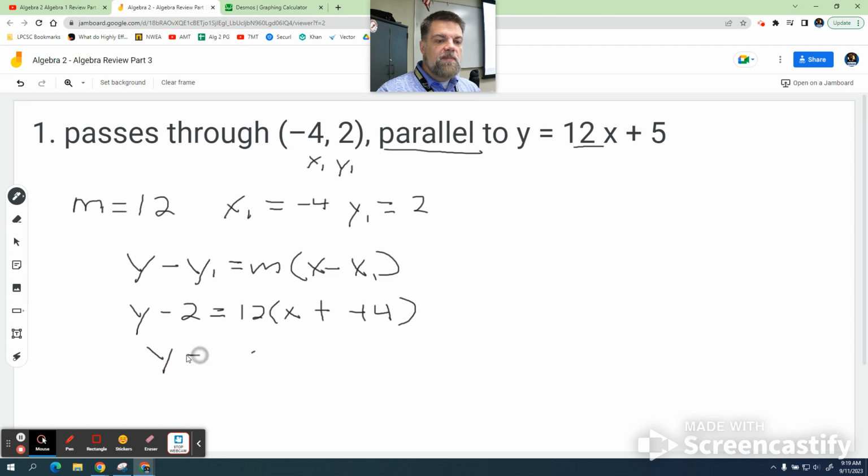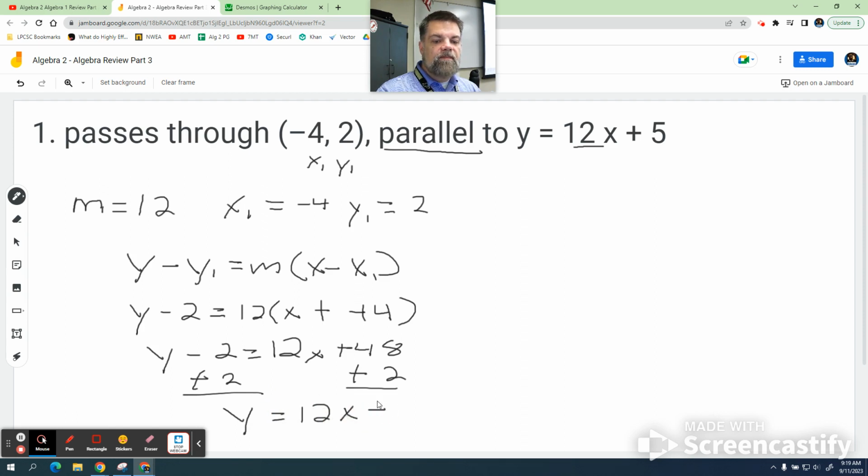So I get y minus 2. Push that through. That becomes 12x plus 48, right? Then we add 2 to both sides. And we get y equals 12x plus 50, right? Is that what you guys got? Yeah. Good. I think that's right.